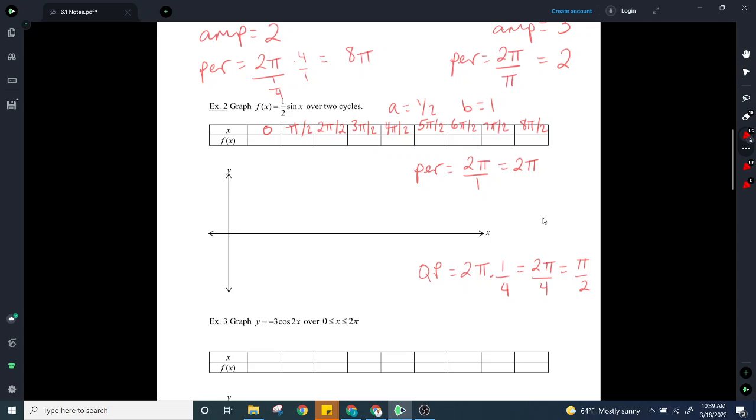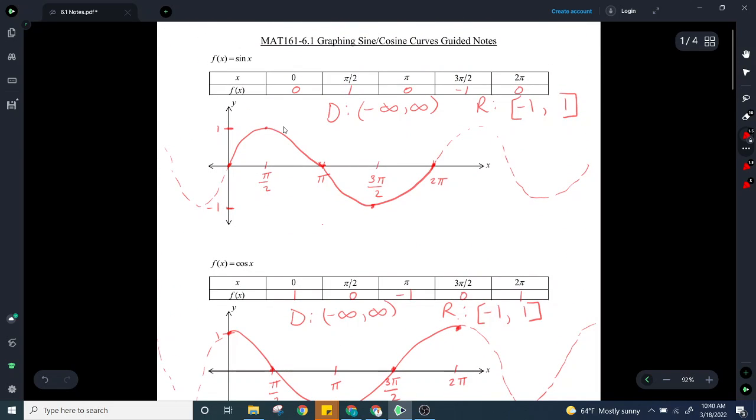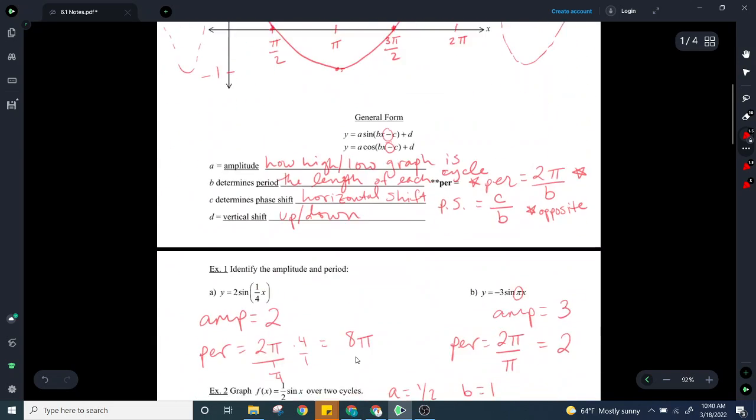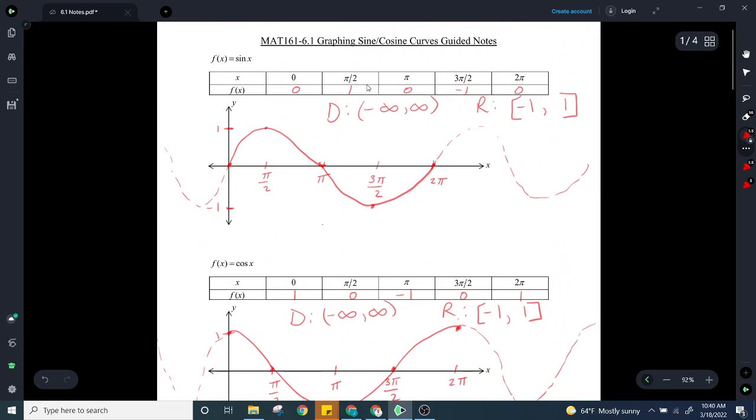Now, to get the y values, this is where the amplitude comes in. If it's a sine function, sine starts out at 0, right? So sine of 0, of course, is 0. So sine is going to start out at 0 for the y value. Now, you're following the pattern you followed here. Remember, it went from 0, 1, 0, negative 1, 0, 1, 0, negative 1. You're going to follow that same pattern.